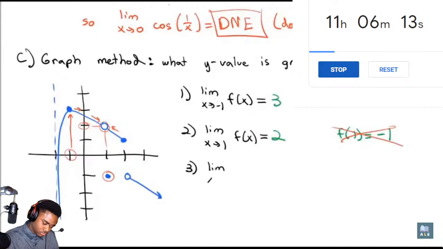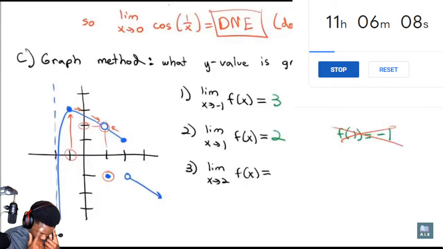One more. Let's take the limit as x approaches 2 of f of x. Now at 2, this is interesting, because at 2, from the left side, let me see if I can get rid of some of this red. It's kind of getting in the way.